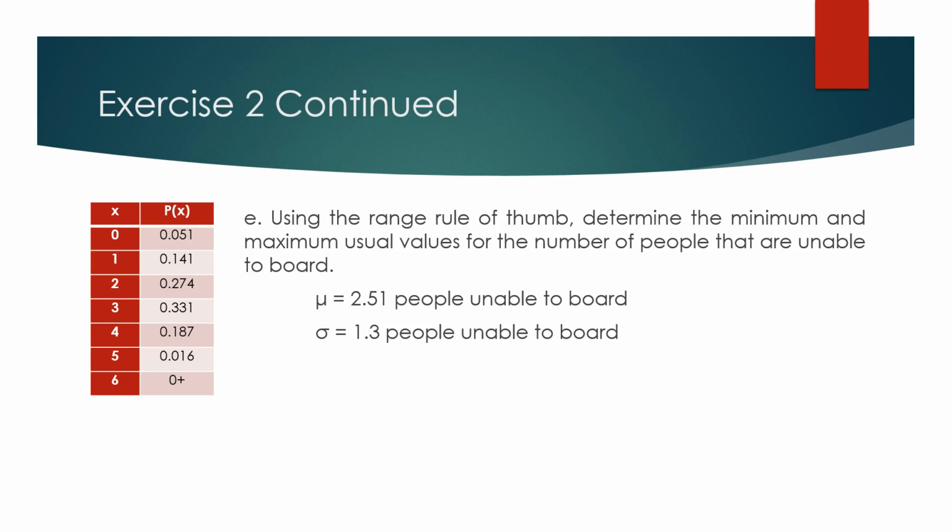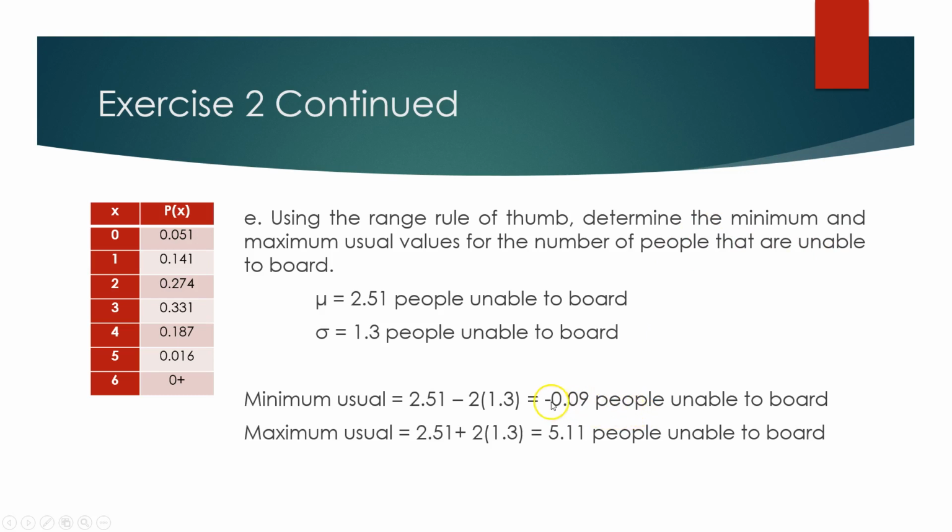You can set this up using a picture, kind of a number line sort of thing. I honestly prefer to just set it up in a formula, but it's because I'm pretty comfortable with this stuff. So I would suggest, along with this, having a number line with the mean in the middle and each step up being worth a standard deviation in distance. The minimum usual is going to be 2 standard deviations below the mean, which is negative 0.09 people. Basically what this means is that there's no unusual amount of people to board on the low end. If 0 people were unable to board, we wouldn't be surprised. And there can't be a negative number of people.